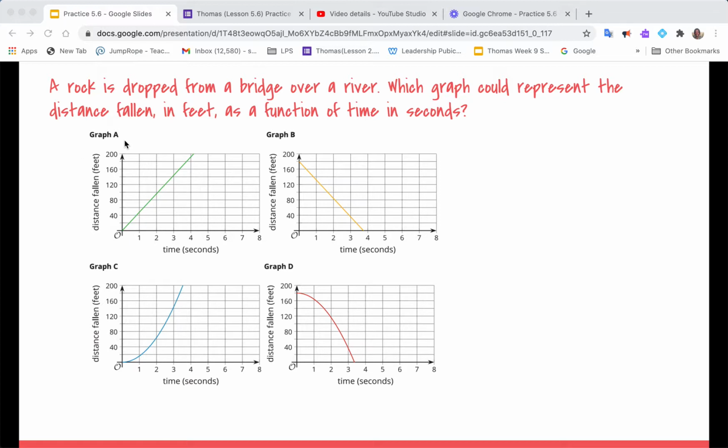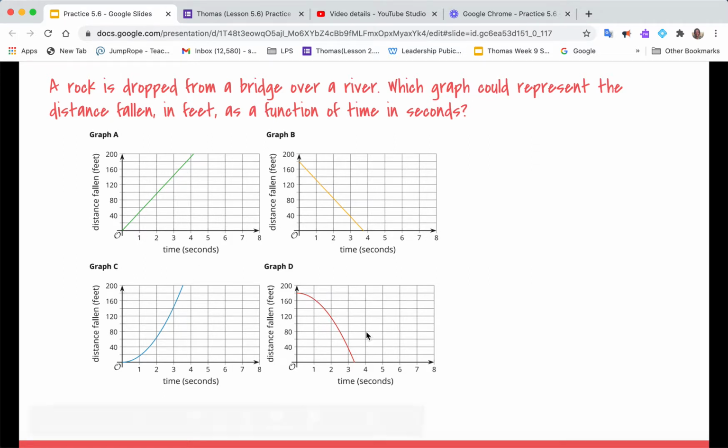So this represents a situation where an object is falling. And what we've learned previously is when objects fall, that relationship between distance and time is modeled by a quadratic growth kind of a graph. And that is going to be one that is curved. So it would not be A, because those are linear relationships. So it would either be C or D.